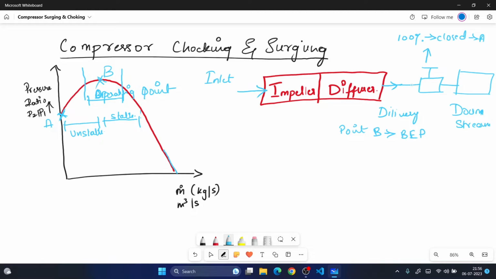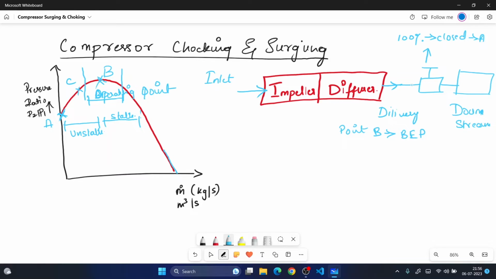Say I go from the delivery valve 100% closed to opening it, and I reach point B. Say it is 60% open. I have not fully opened it; I'm just keeping it at 60% open. If I keep it at 60%, I get the maximum efficiency. And say I reach this point C, just before the operating point.